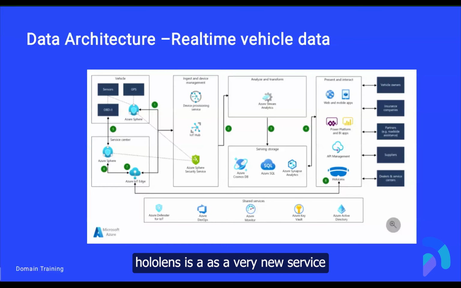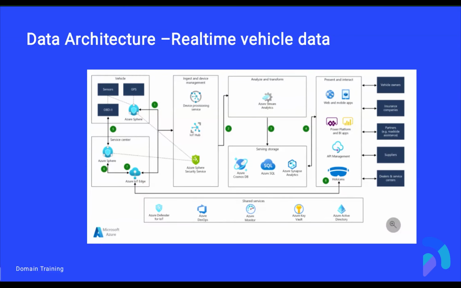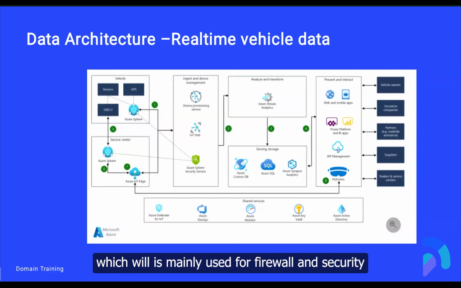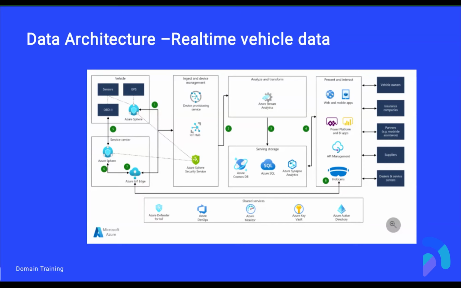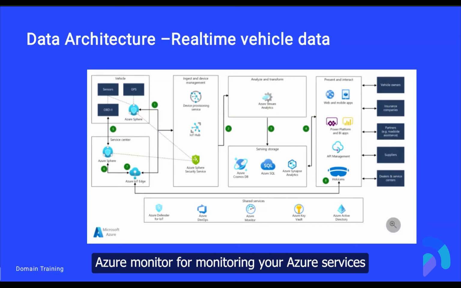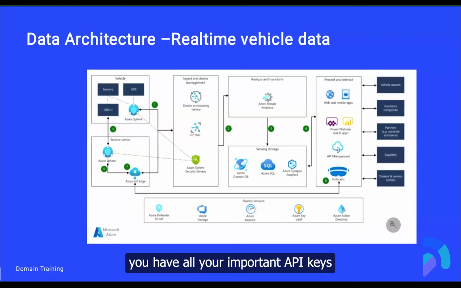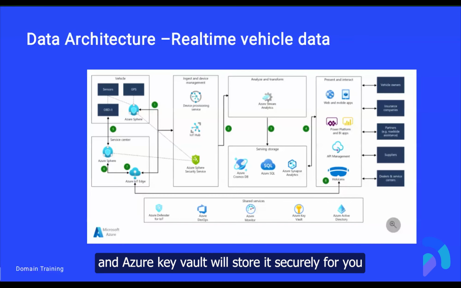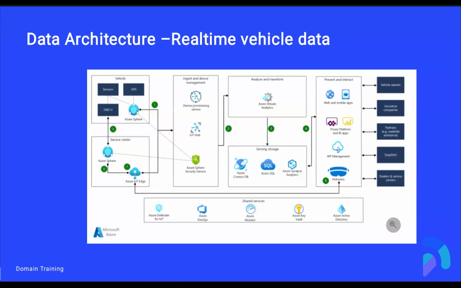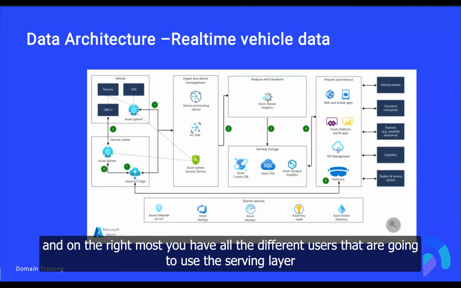HoloLens is a very new service. On the bottom, you have Azure Defender, which is mainly used for firewall and security. Azure DevOps is a CI/CD tool. Azure Monitor for monitoring your Azure services. Key Vault to store your sensitive information. Right, you have all your important API keys, and Azure Key Vault will store them securely for you. And Active Directory for user management. And on the right most, you have all the different users that are going to use the serving layer.